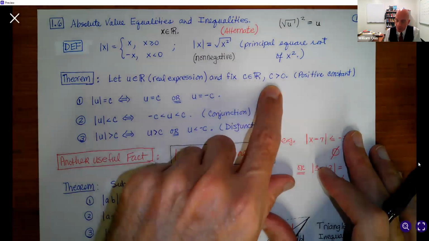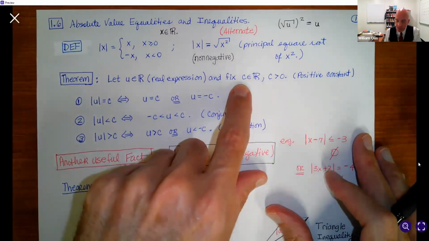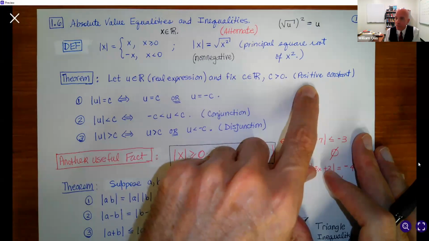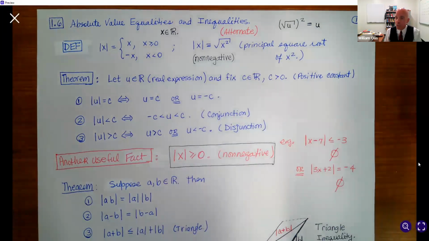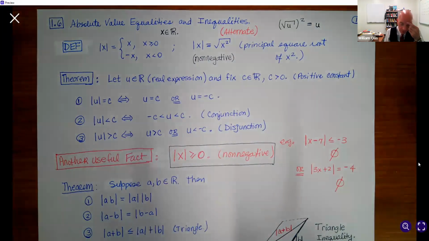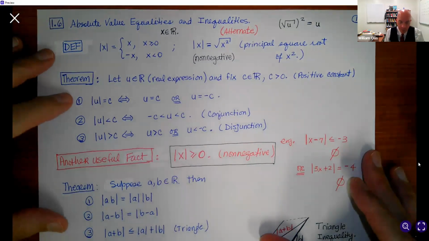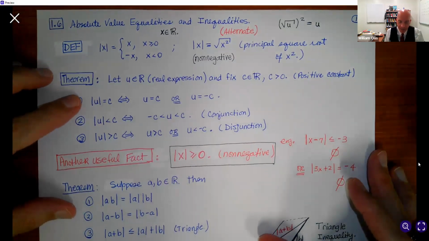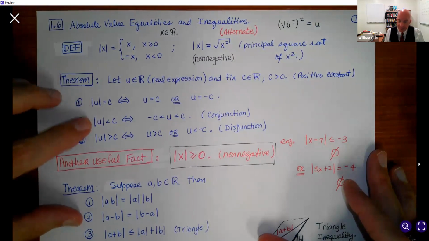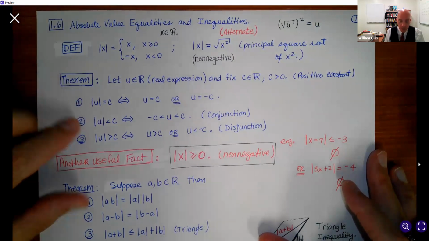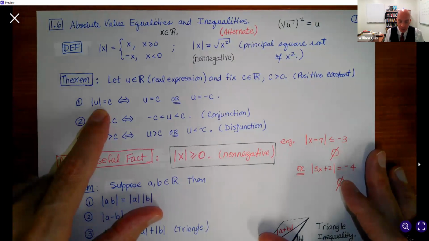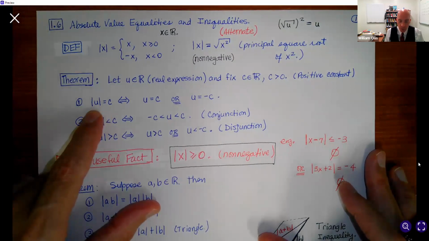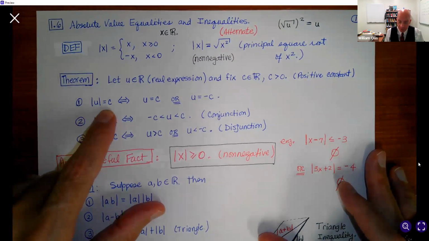So now what we're going to do is start with a real expression, u, and we're going to fix a positive real number. What I'm saying here, when we fix a positive real number, it is a positive constant. So it's a number that's greater than 0. Now, what we want to see is how the absolute value reacts in equalities and inequalities. The first one that we do come in contact with is the absolute value of u equals the positive constant.